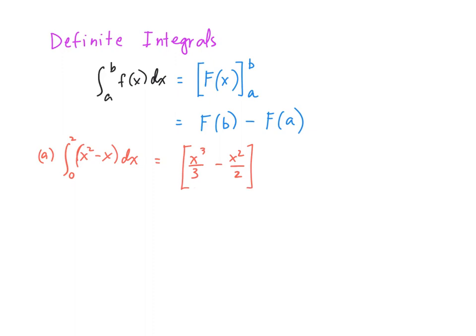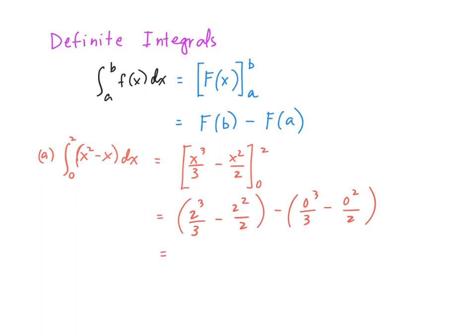evaluate for x equals b, meaning, oh, it's not a to b. It is 0 to 2. So we evaluate the result for x equals 2. That becomes 2 cubed over 3 minus 2 squared over 2. This is when x is equal to 2. Now what happens when x is equal to 0? We have 0 cubed over 3 minus 0 squared over 2.